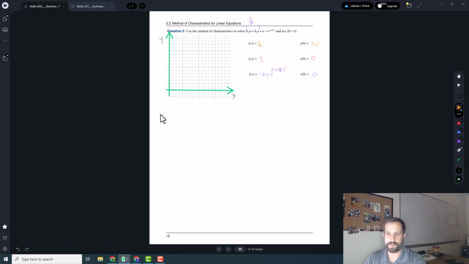Okay, so x of s is going to be equal to s plus x naught. y of s is just going to be equal to s. Okay, so the characteristics are going to be straight lines at a 45-degree angle like this. I'll just draw a few characteristics, just two of them for now.